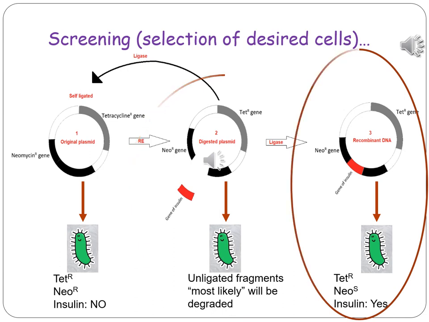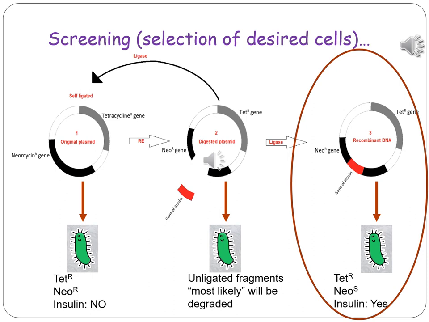Now imagine that the recombinant DNA is inserted inside the bacteria, or the bacteria took this recombinant DNA inside it. The recombinant DNA, as you can see, has an intact tetracycline resistant gene, which means this gene is active and this bacteria will gain the feature of resistance against the tetracycline. So if we put it in a media that contains tetracycline, it will definitely live.